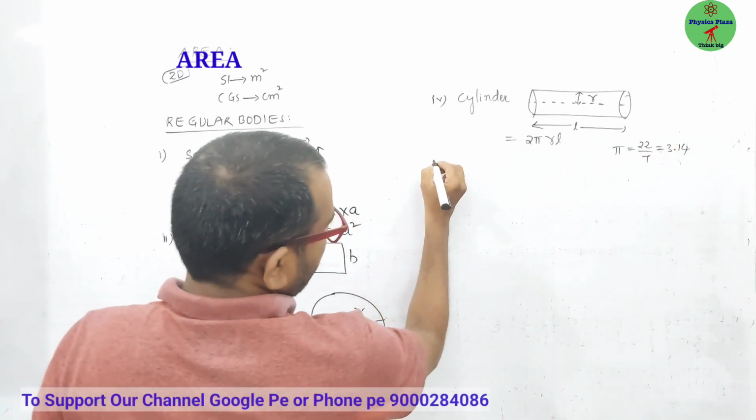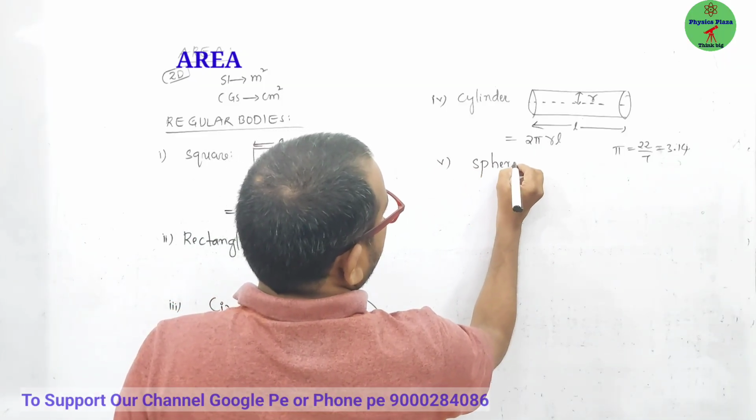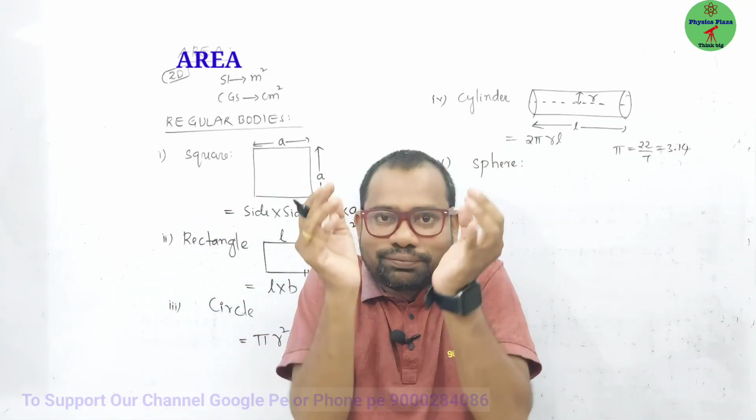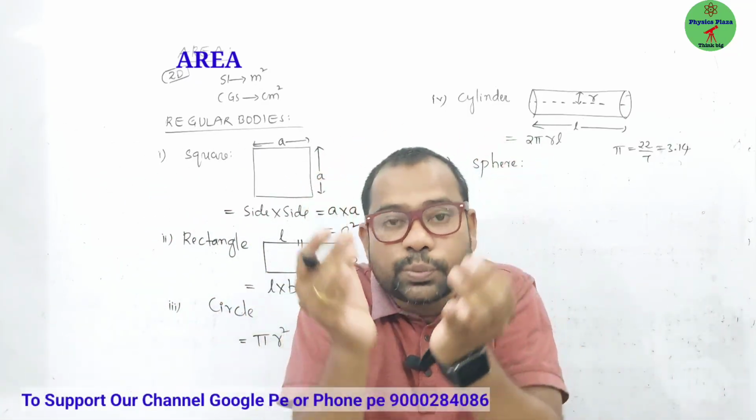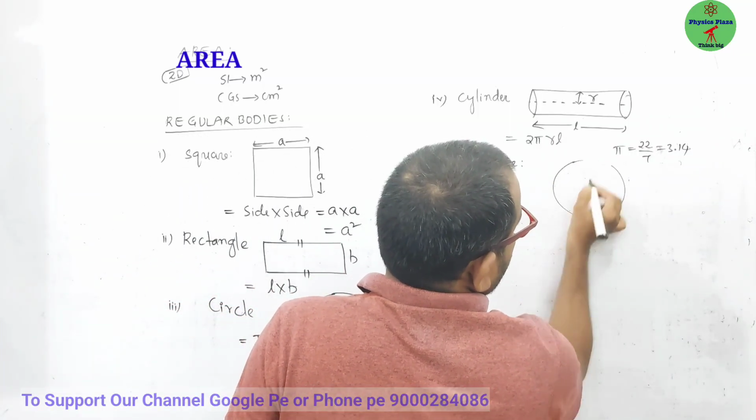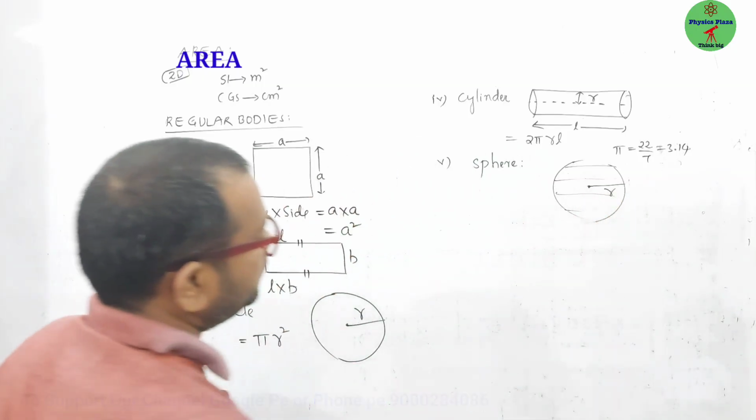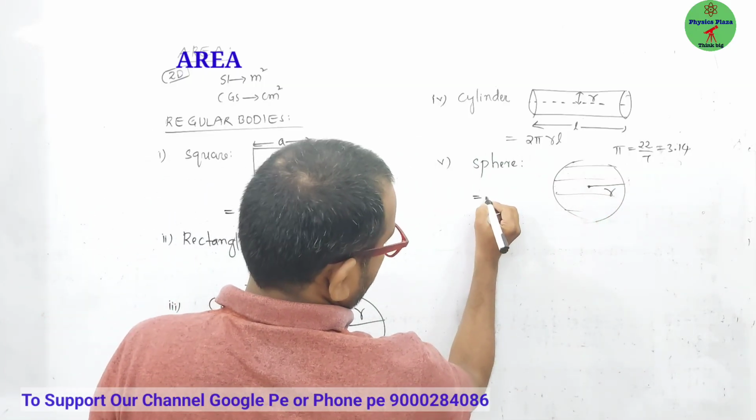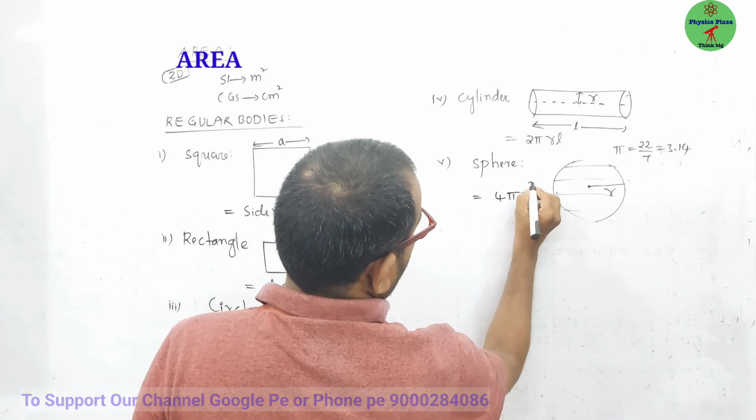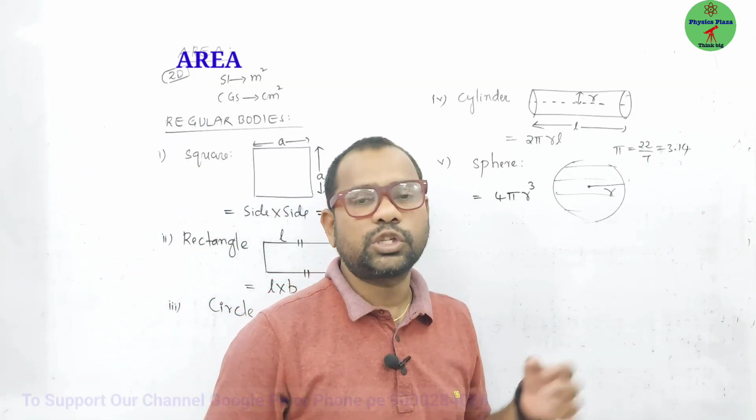Then the fifth one, let us take a sphere. Children, there is some difference between the circle and the sphere. Sphere means you can imagine it's like a ball. We are talking about the surface area of the sphere. So let us say here is a sphere, the three-dimensional one. This sphere also has some radius, right? Its surface area is given by 4 pi r cube. 4 pi r cube is the surface of the sphere.